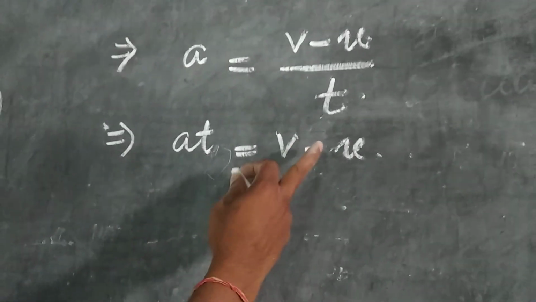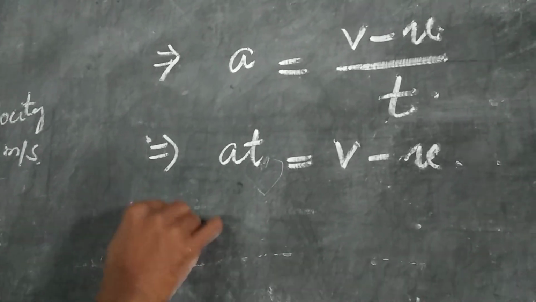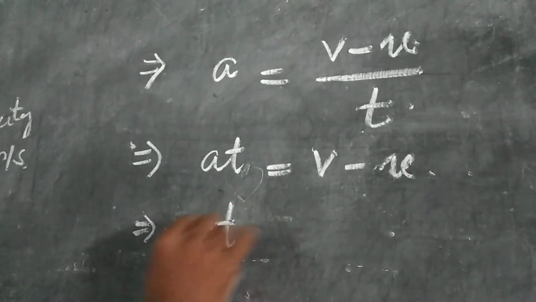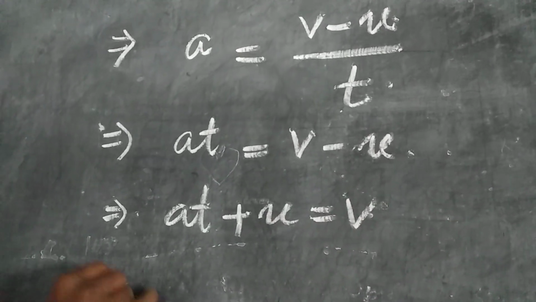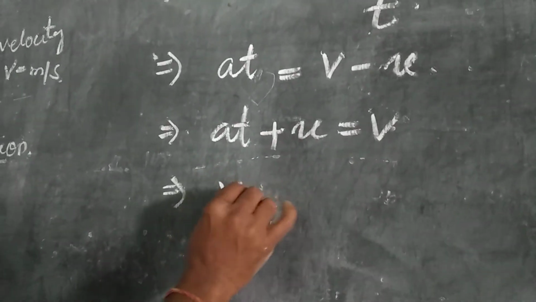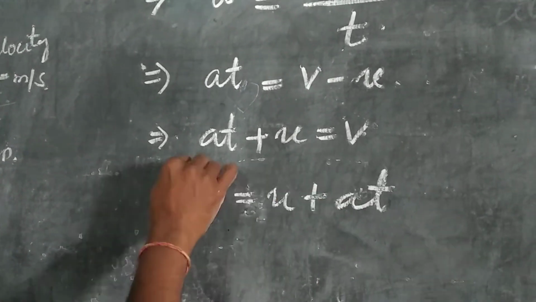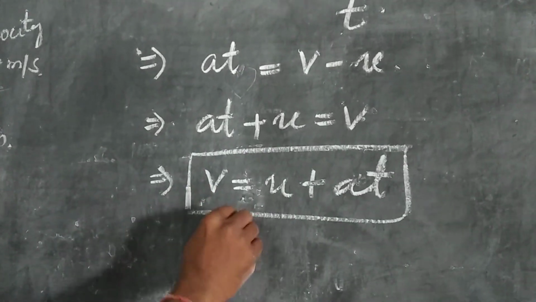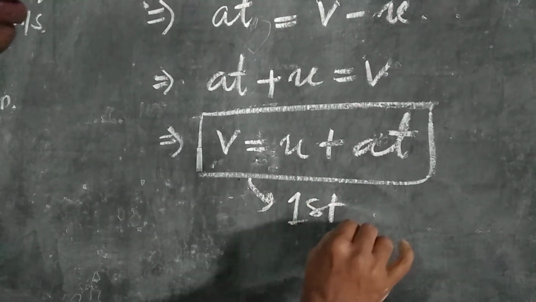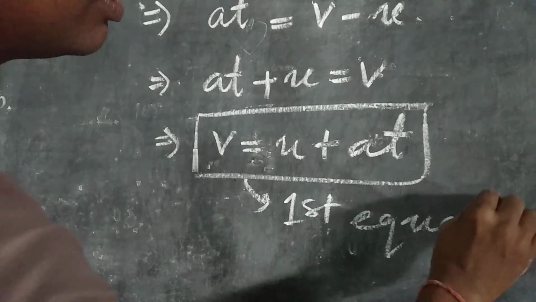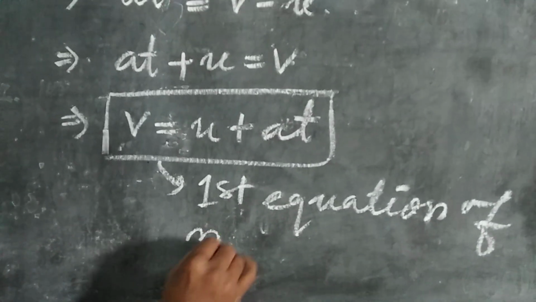Clear this one? When u goes to this side, it becomes plus. That means at plus u equals v. So we can write v equals u plus at. So this is known as the first equation of motion.